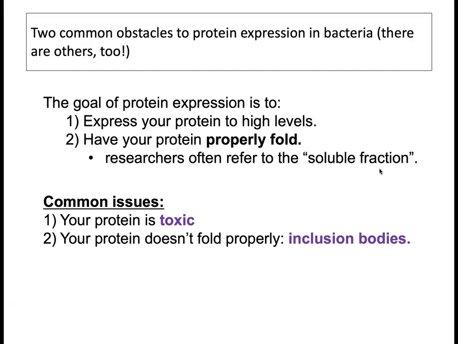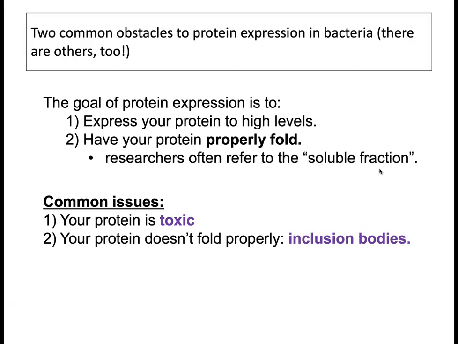Here are two common issues that we encounter when expressing an exogenous protein in E. coli. Number one, your protein is toxic. And there can be a variety of reasons why proteins can be toxic to the bacteria. As an example, if you have an enzyme that's a DNA cleaving enzyme, it's quite possible that that DNA cleaving enzyme will end up cleaving the bacterial chromosome, and the bacteria just won't be able to replicate.